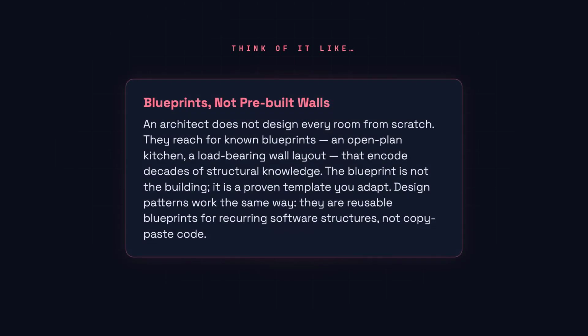Think about how architects work. When a client asks for a family home, the architect does not rederive the physics of load-bearing walls from first principles. They reach for established blueprints that encode generations of hard-won structural knowledge. The blueprint is not the finished house, it is an adaptable template. Design patterns are the software equivalent, proven structural templates you adapt to your specific context, carrying the experience of thousands of engineers who faced the same problem before you.